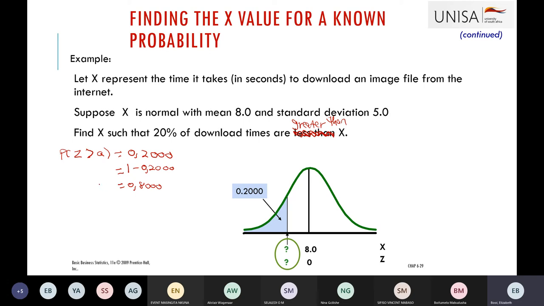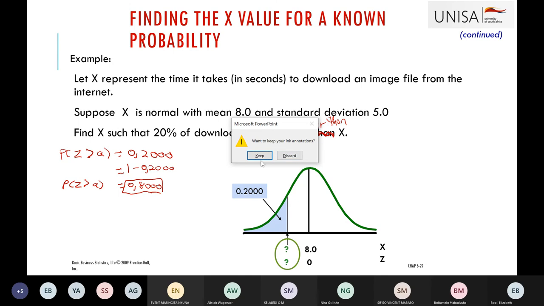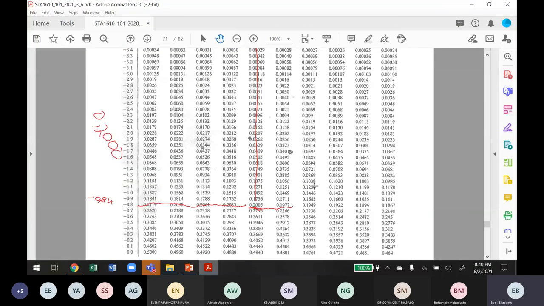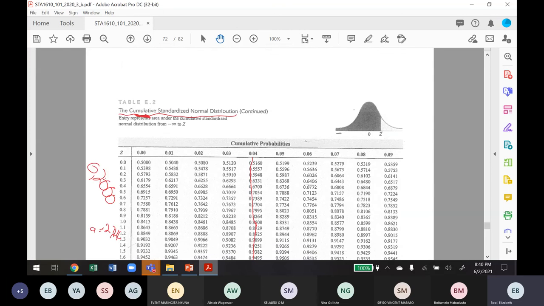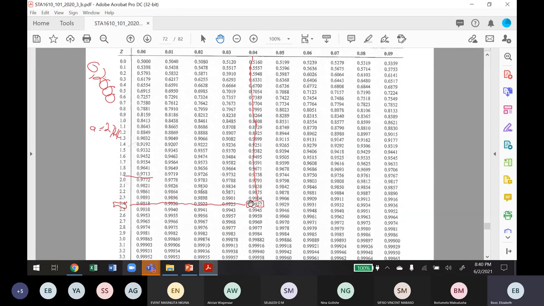So it means we need to go to the table and find the Z value that corresponds with this. So let's go to the Z value table. We're looking for 0.8. We are not in the negative side. We need to go to the positive side and look for 0.823. So that will be very far. This will be very close by. So the answer will be 0.844.